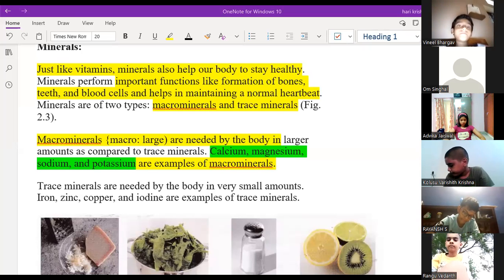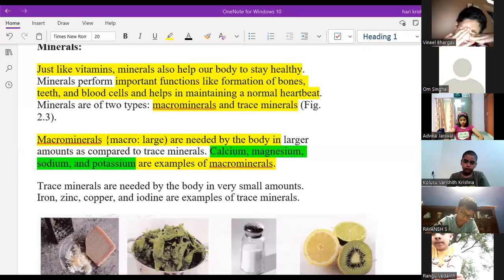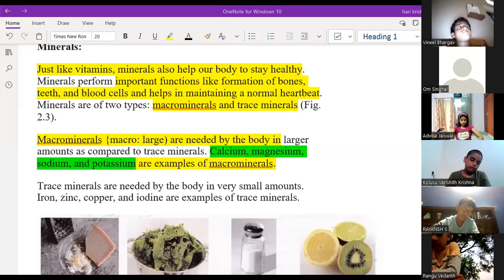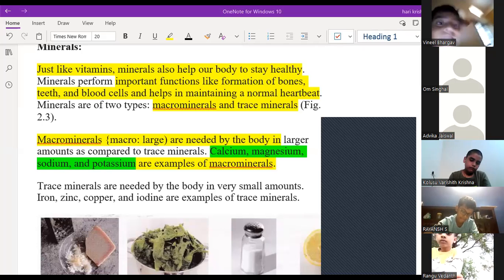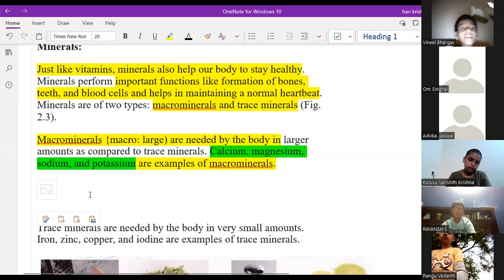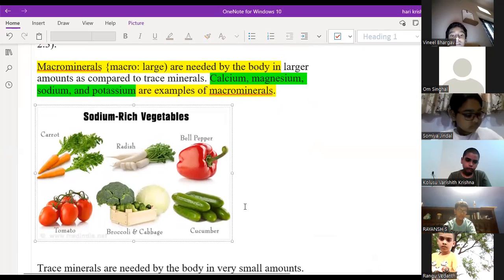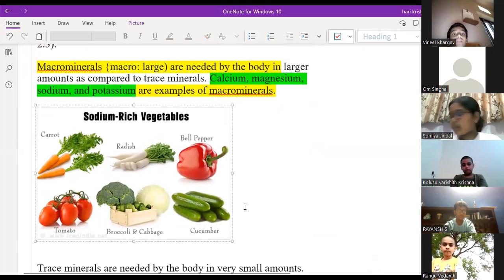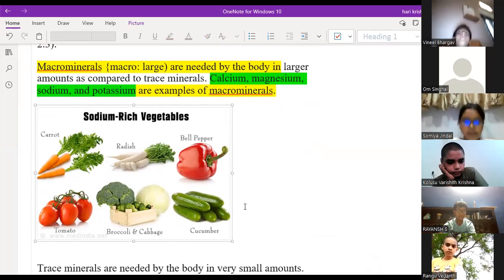Meat will also contain sodium. If you want some more of a list, I will tell you. Just wait a minute, I will paste it here. Okay, you see the image? These are some sodium-rich vegetables: carrot, radish, bell pepper, tomatoes, broccoli, cabbage, and cucumber.